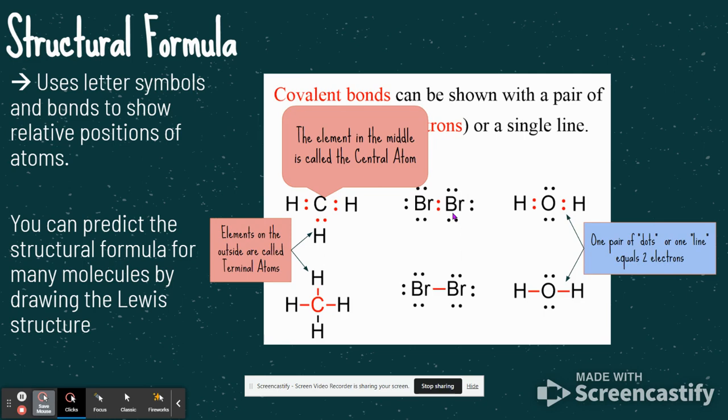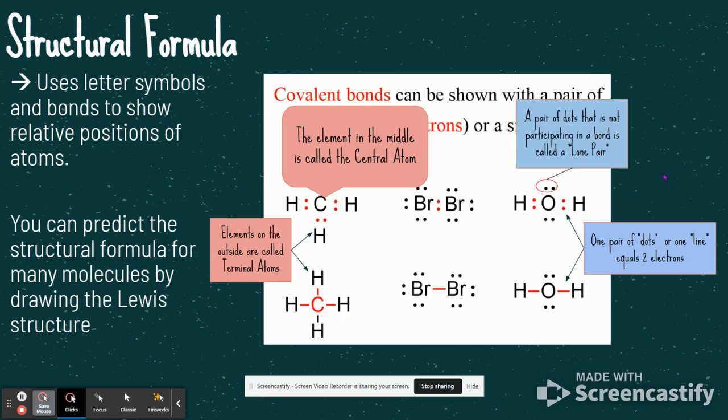The next little box: 1 pair of dots or 1 line is equal to 2 electrons. We covered that in our notes yesterday, but I want to make sure we are all very clear that I can either represent a bond by a pair of dots or 1 line. They mean the exact same thing.